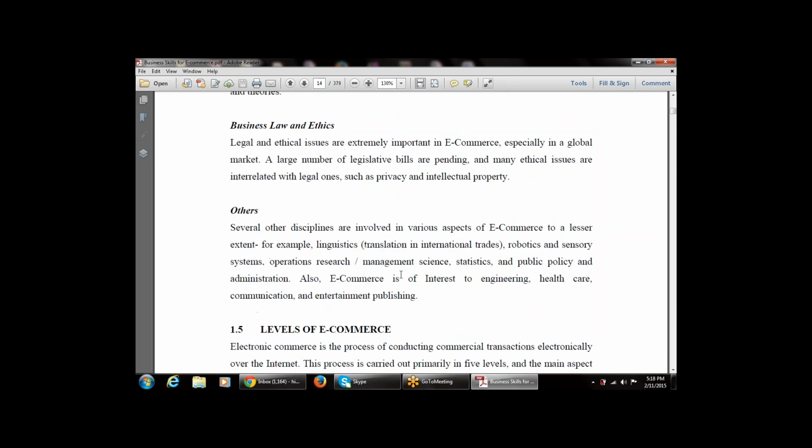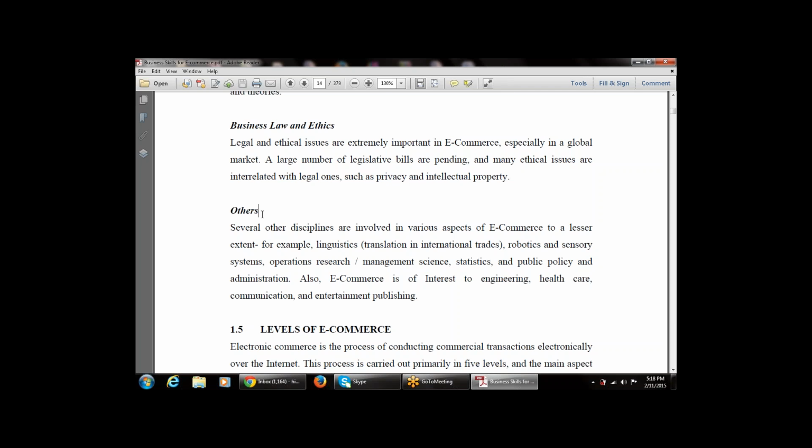Then the next category, or the next nature of e-commerce, is others. That is, the other parts of e-commerce. Several other disciplines are involved in various aspects of e-commerce to a lesser extent. For example, linguistics, that is, translation in international trade, robotics and sensory systems, operations research, management science, statistics, public policy, and administration. That is, whenever we use e-commerce, there are multiple examples.